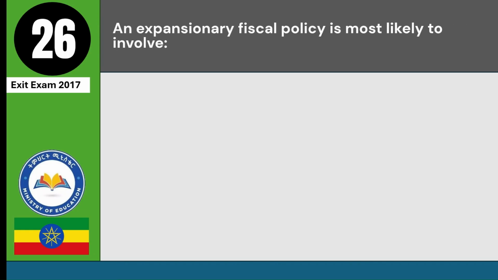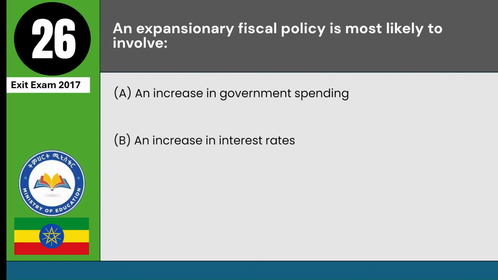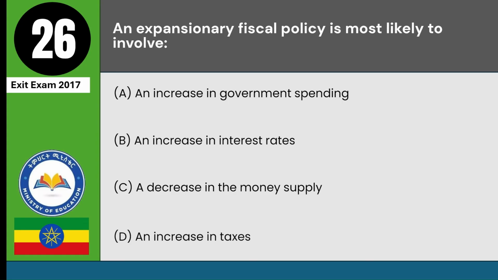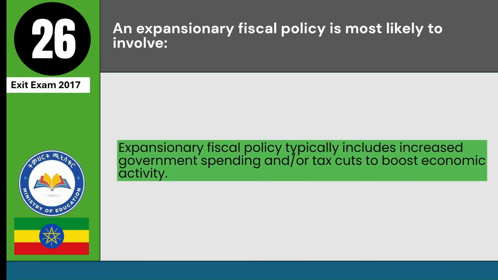An expansionary fiscal policy is most likely to involve A. An increase in government spending. B. An increase in interest rates. C. A decrease in the money supply. D. An increase in taxes. Answer: A. Expansionary fiscal policy typically includes increased government spending and/or tax cuts to boost economic activity.